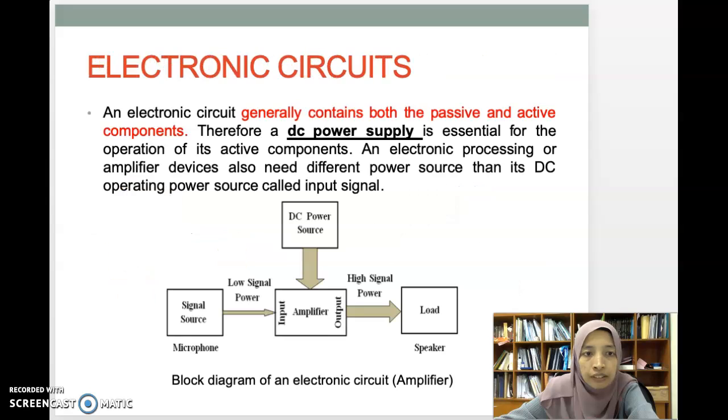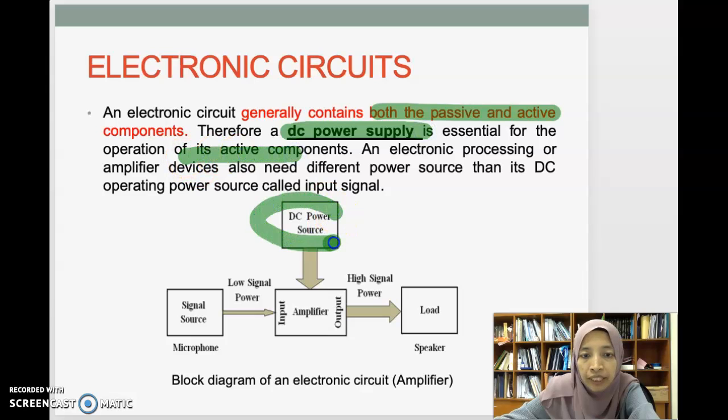Okay, so next. Just now you learned what is passive and what is active, right? So, what is an electronic circuit then? An electronic circuit contains both passive and active components. So, where is the passive? Passive, do you need power supply? No. But active, you need power supply, right? So, you need DC or AC. You need DC supply to turn on your active component.